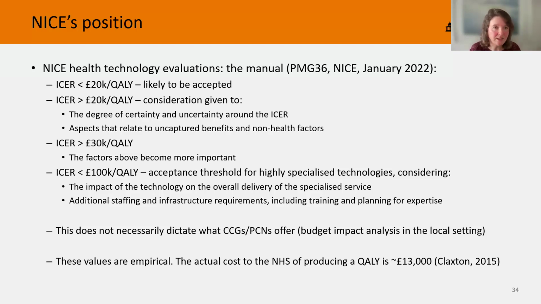So if there's lots of uncertainty, that's not helpful. And they'd also look at other aspects that relate to benefits that are not captured within the analysis. So maybe there's some spillover effects that are not captured in QALYs. Maybe it's for severe mental illness, so the QALYs aren't really a great measure. And there could be non-health factors that are also important. And then the higher the ICER gets, the more important all of these factors become.